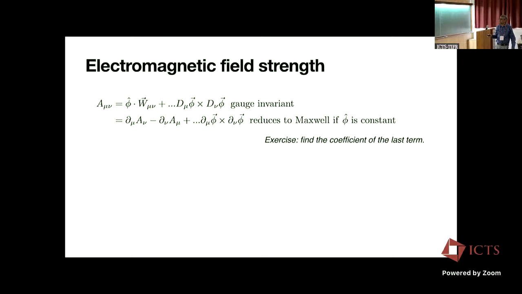So this is the formula for the field strength of electromagnetism in this theory. And as you can see, if you take phi to be constant, then these go away, these are zero, and it reduces to the usual B equals curl A formula.